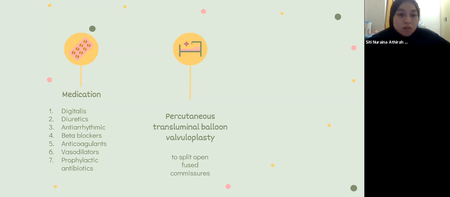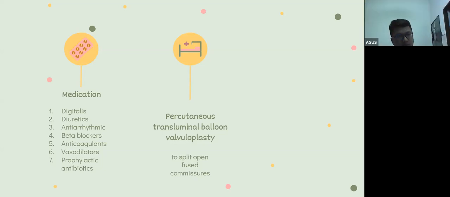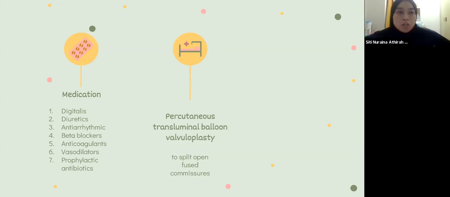as we know, the turbulent flow of the blood in the heart due to stenosis will increase the risk for thrombus formation. So we give anticoagulants, and also we can give prophylactic antibiotics if we suspect infective endocarditis. But what I've read, it is no longer recommended.